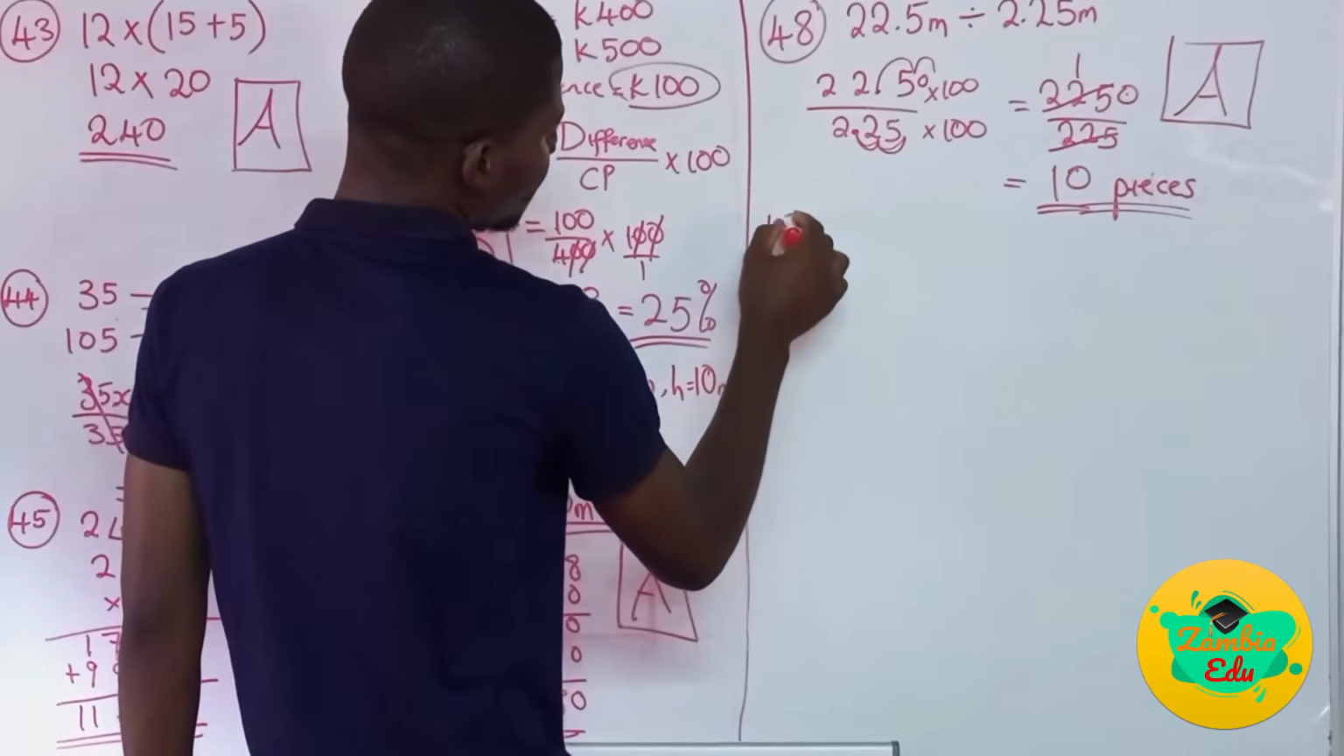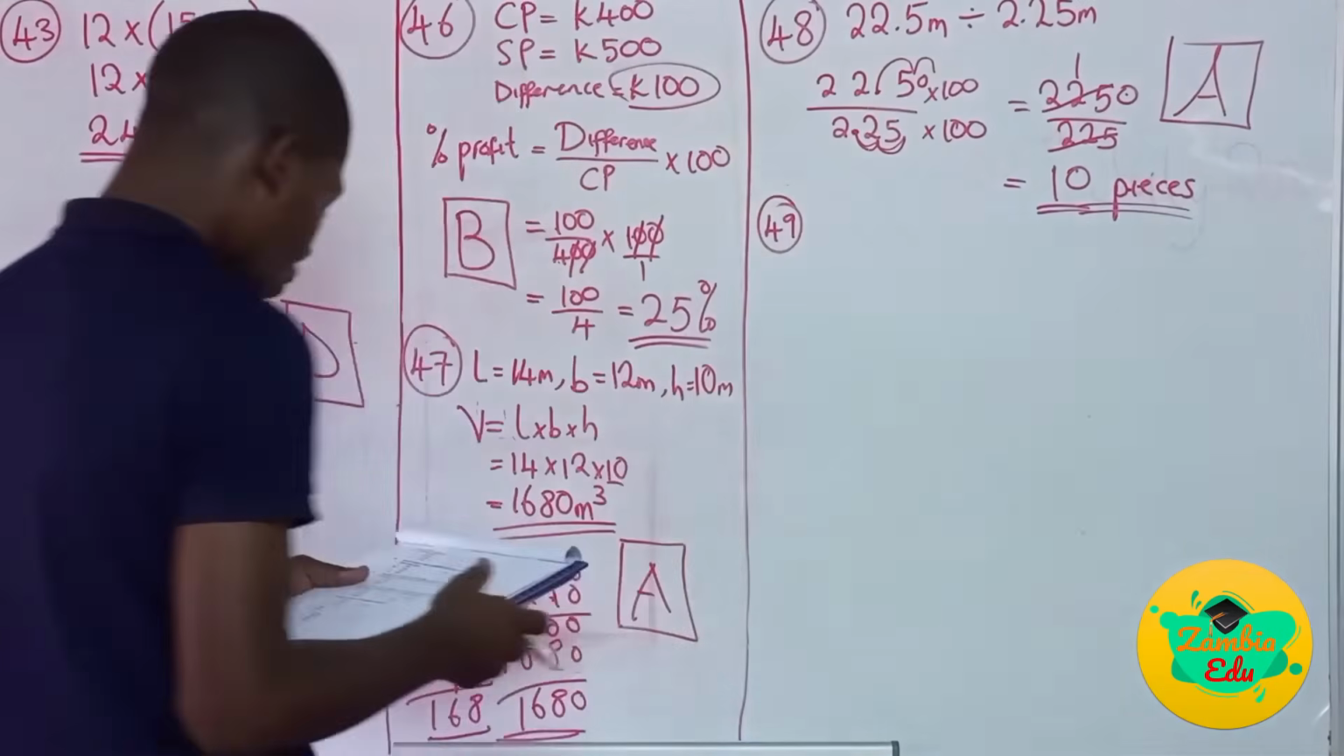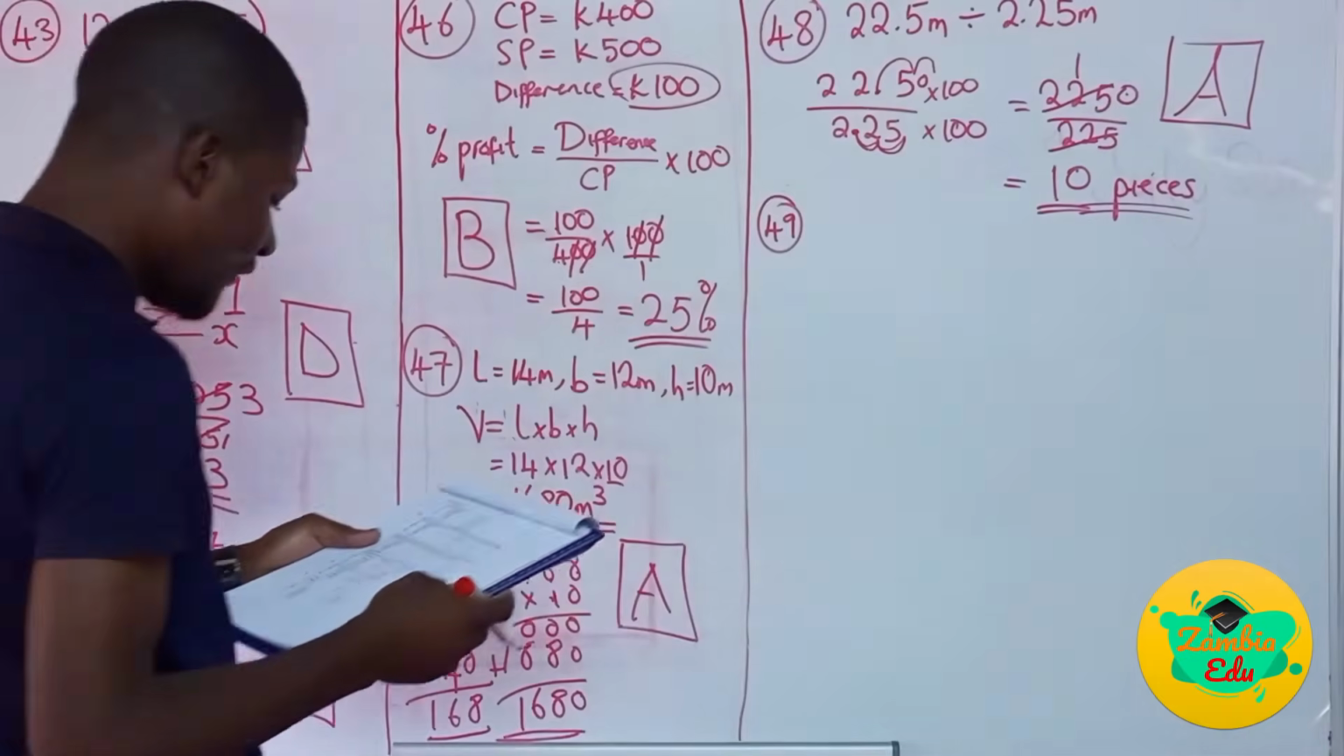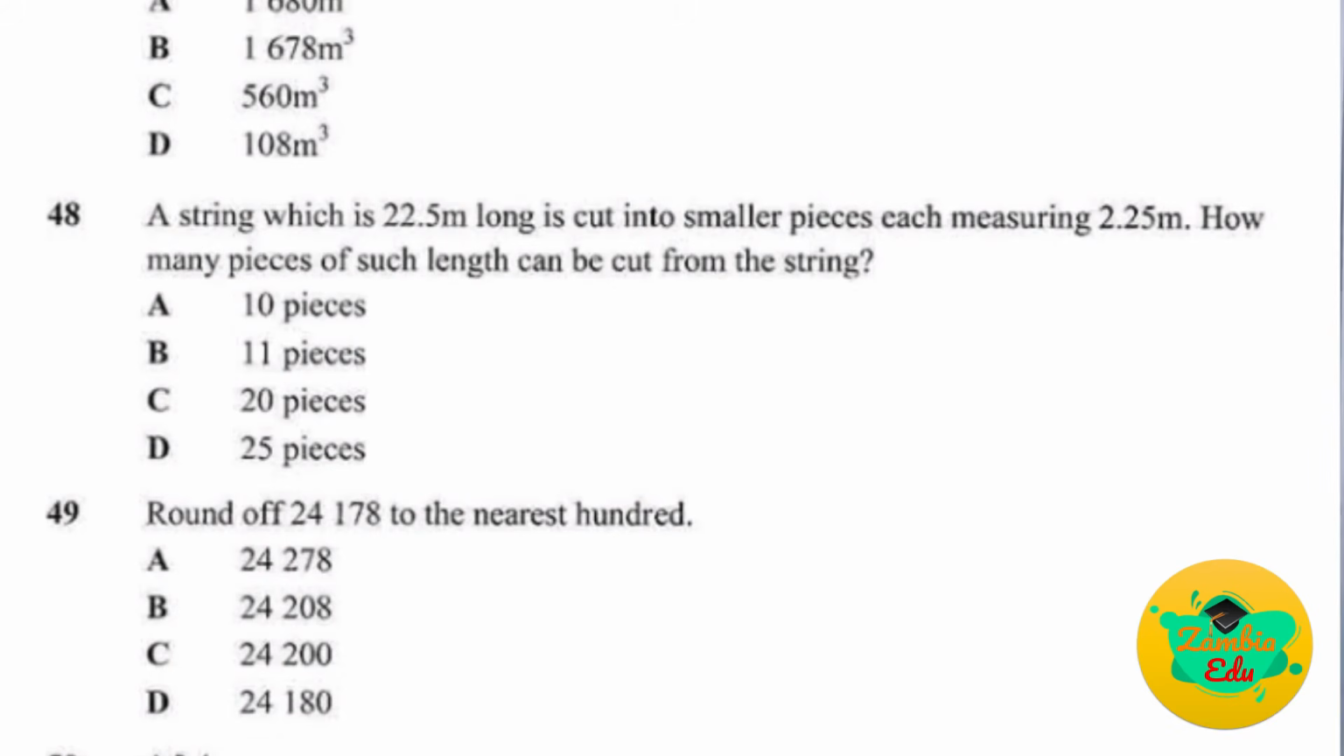We go to 49. Question 49 says, round off 24,178 to the nearest 100.